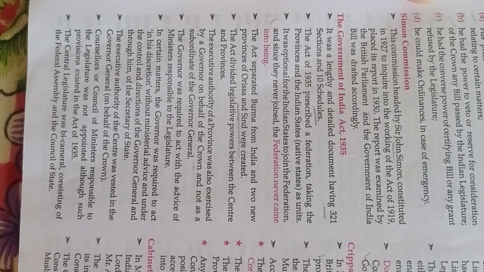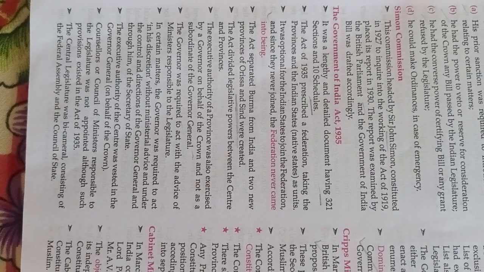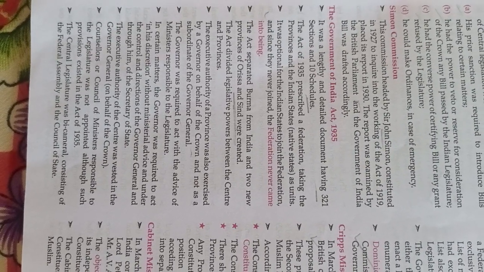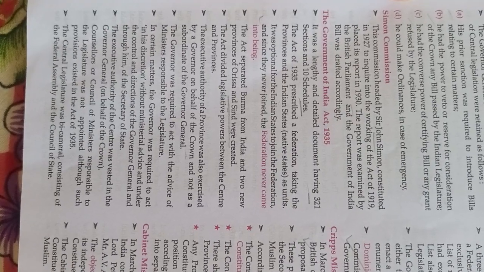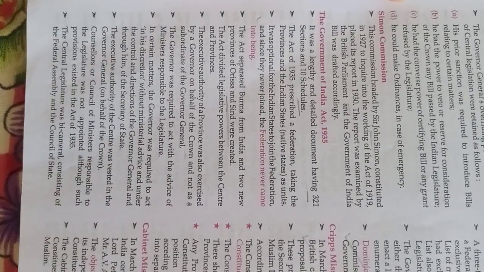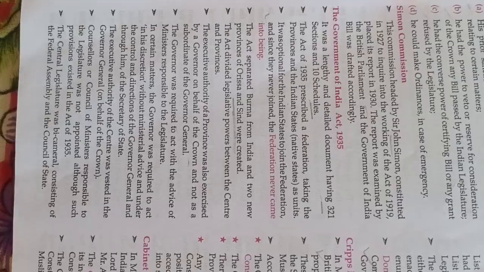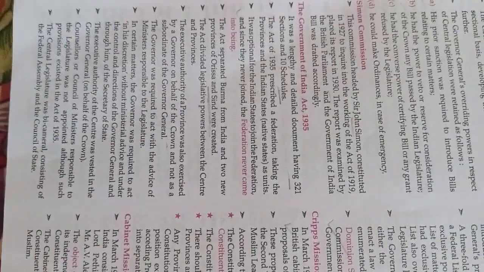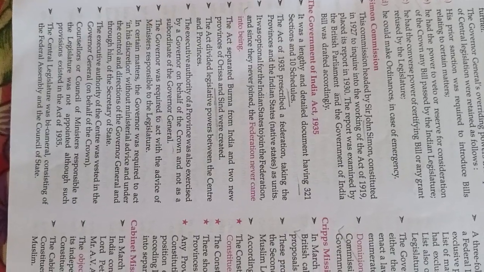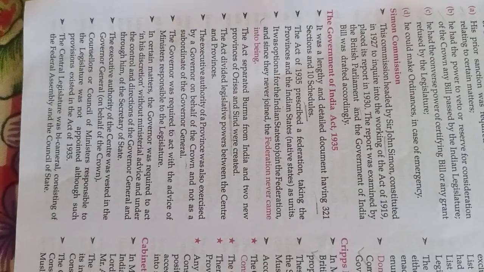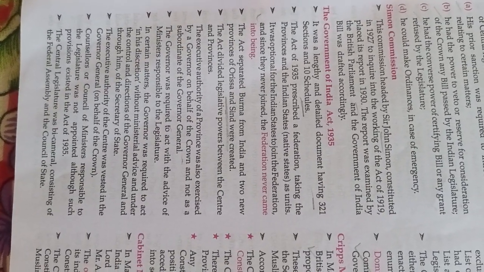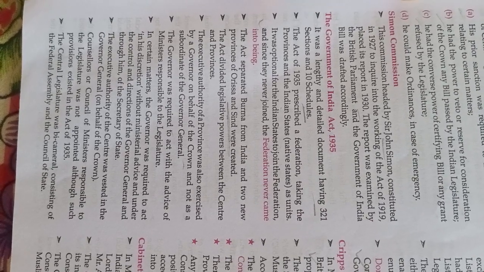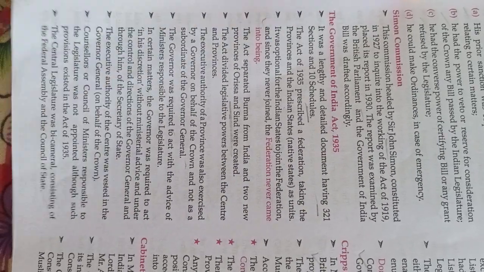The act divided legislative powers between the center and provinces. The executive authority of a province was also exercised by a governor on behalf of the crown and not as subordinate of the governor general. The governor was required to act with the advice of ministers responsible to the legislature. In certain matters, the governor was required to act in his discretion without ministerial advice and under the control and directions of the governor general and through him of the secretary of state.